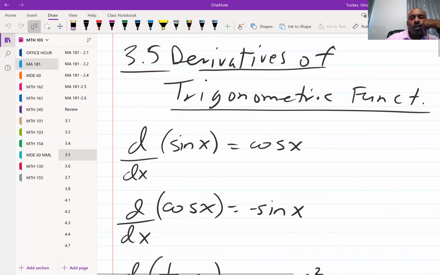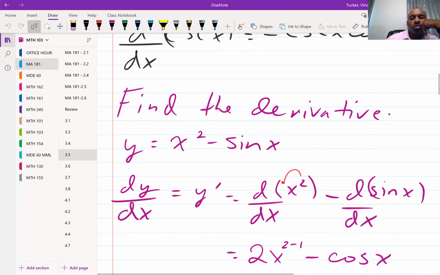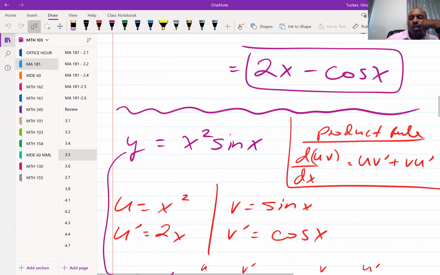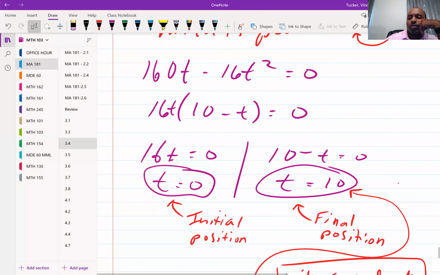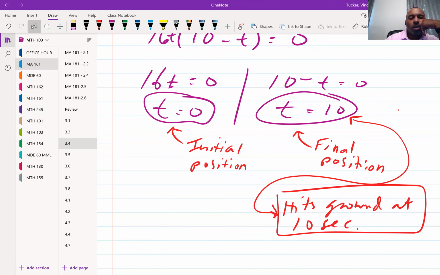So 3.5, derivative of trig functions. We can hold that for next class. This was enough for today. I don't want to throw too much at you and not give you a chance to digest this section and what we're doing here.